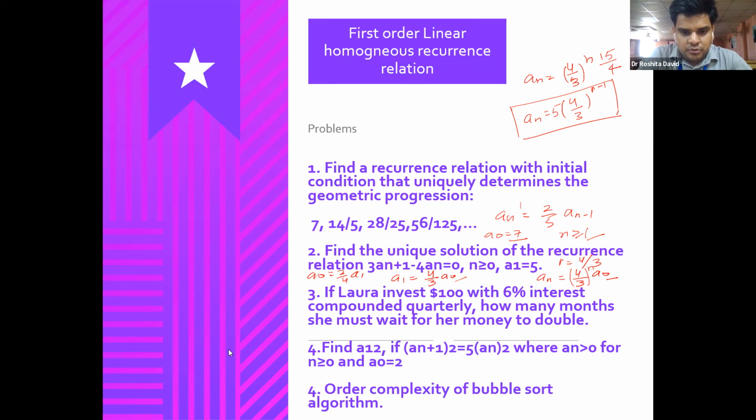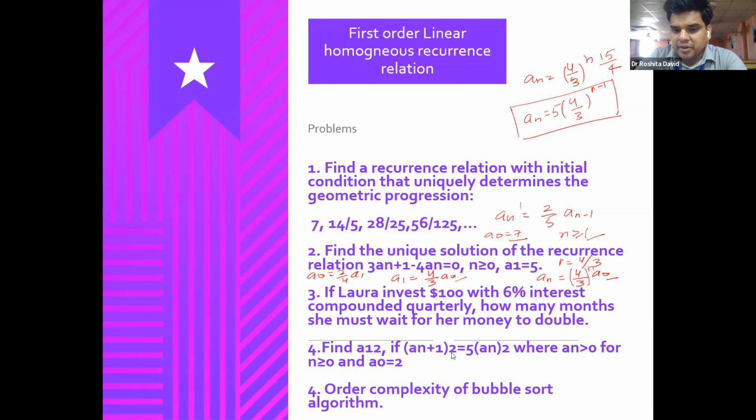Now see question number 4. Find a12 if a(n+1) squared is 5 a(n) squared, where a(n) is positive and a0 is 2. Here the recurrence relation is given with squares, so this is not a linear recurrence relation, it is non-linear. But these kinds of recurrence relations can be converted into linear form.